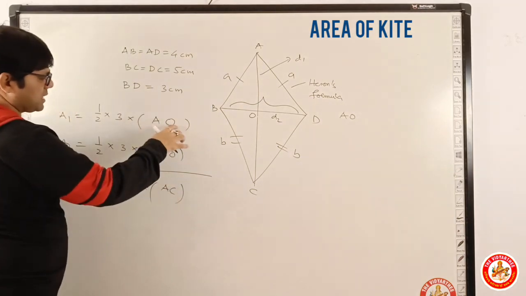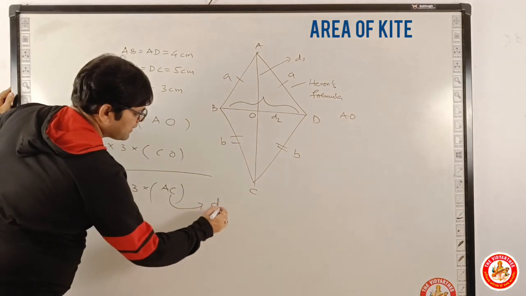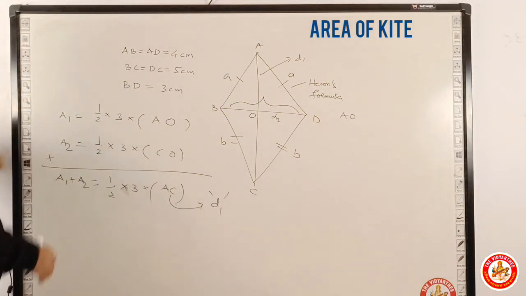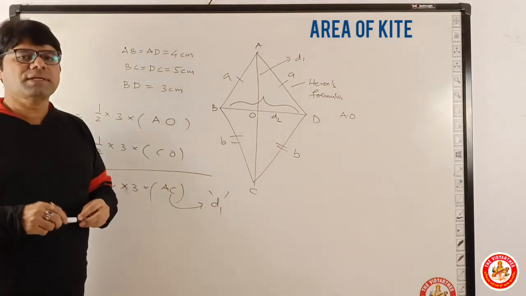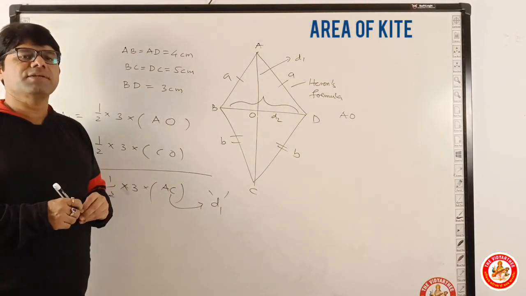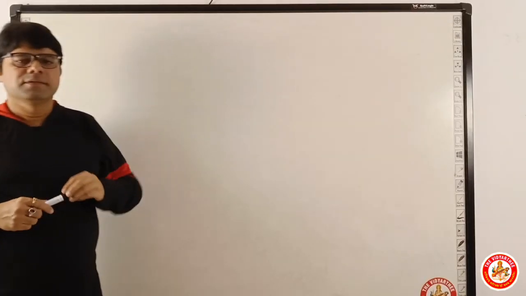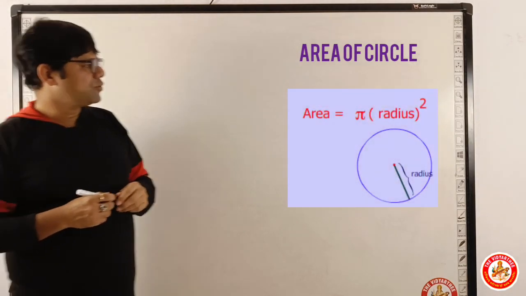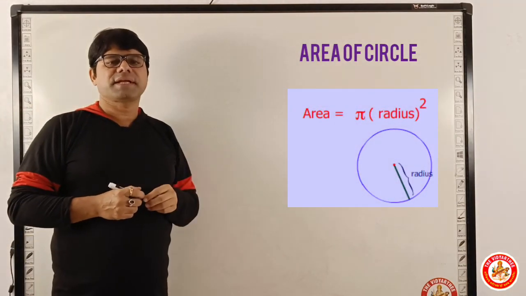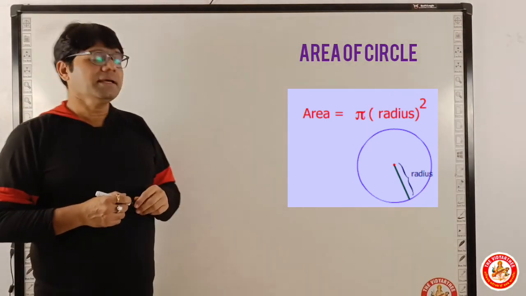Now what is AO plus CO? It is AC, which is the measure of D1. So if you know the measure of D1, we will be able to find out the area of the kite. For a kite, based on whatever information is provided, we need to use the respective formula. For the area of a circle, we need to know the radius. The area of a circle will be A is equal to pi r square.